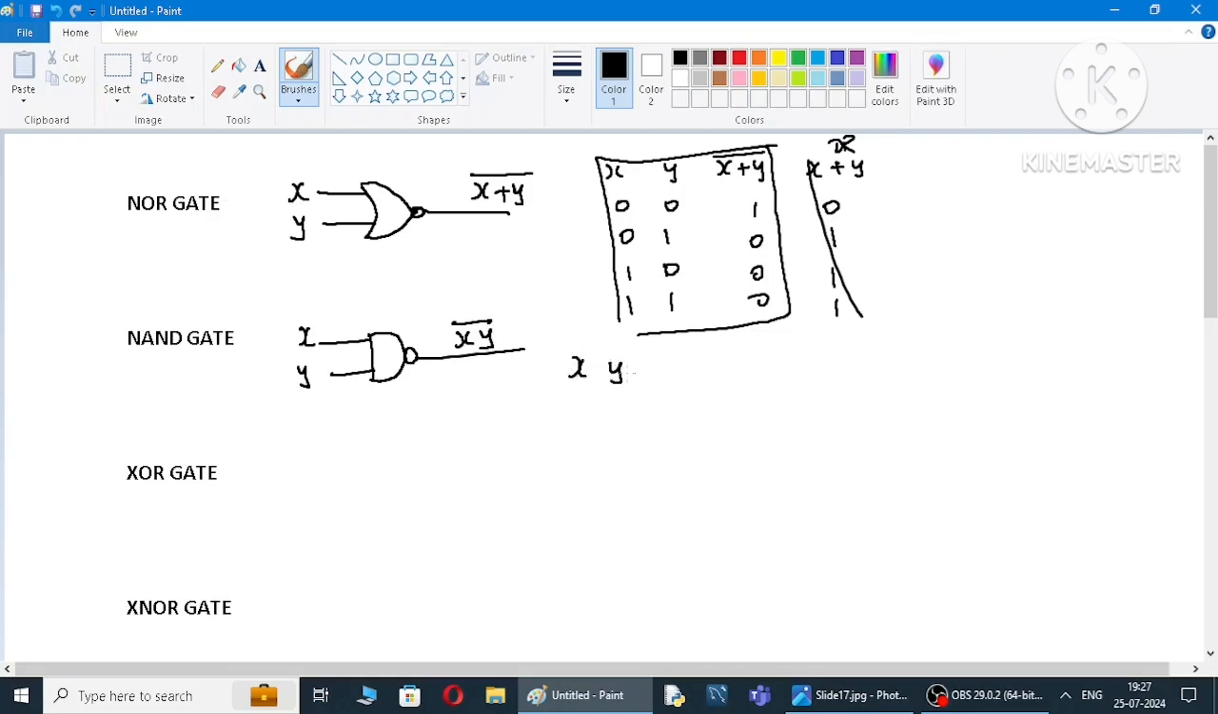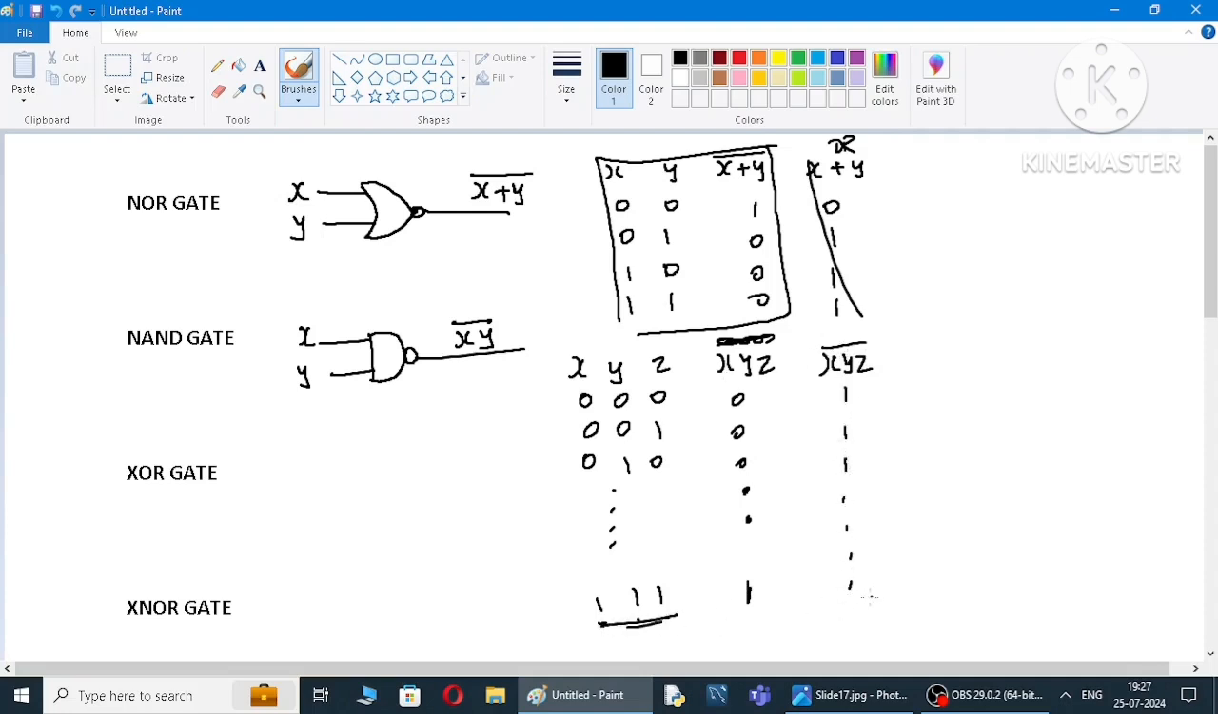So how do you draw the truth table? Say for example, you have 3 inputs X, Y, Z: 0, 0, 0, 0, 0, 1, 0, 1, 0, up to 1, 1, 1. If it is an AND gate, everything will be a 0, and only when all 3 are 1s, the output is 1. But when you take the complement of this, everything will be 1 and only this last one will become 0. So a NAND is exactly the opposite of AND. If you remember the truth tables of OR and AND, you can get NOR and NAND easily.